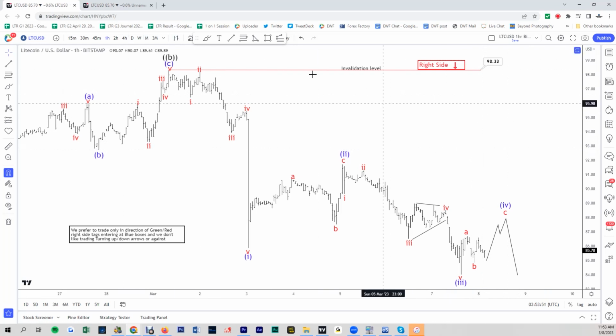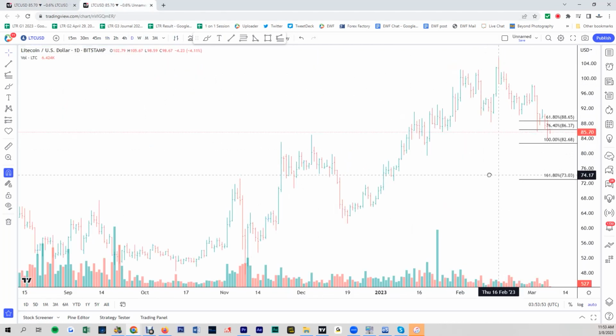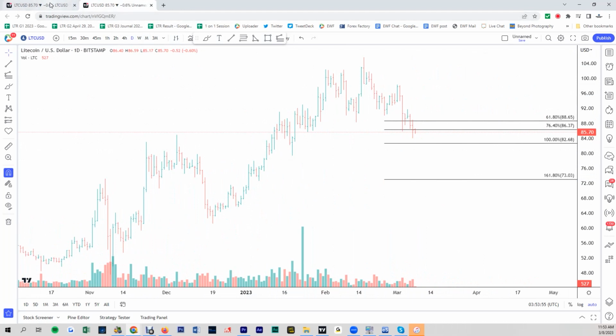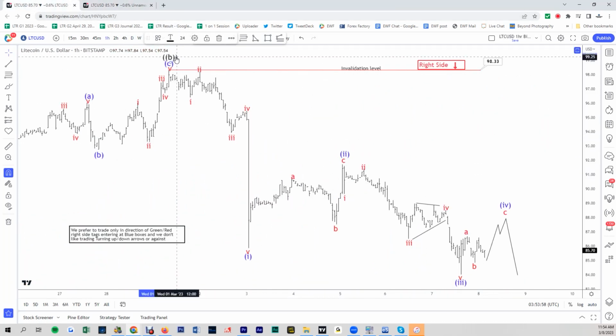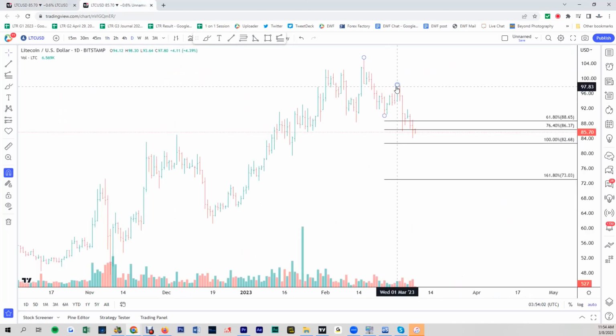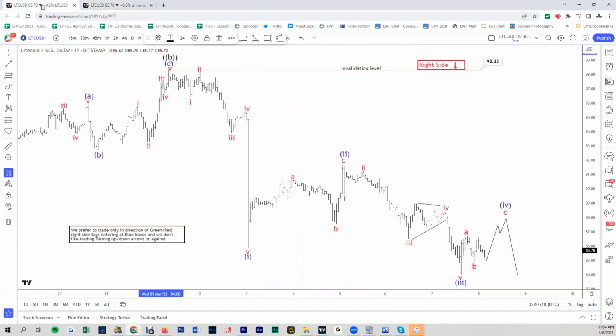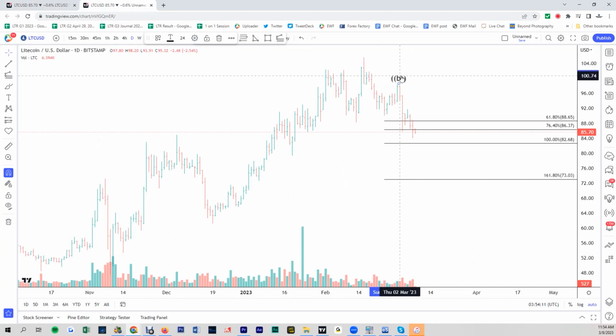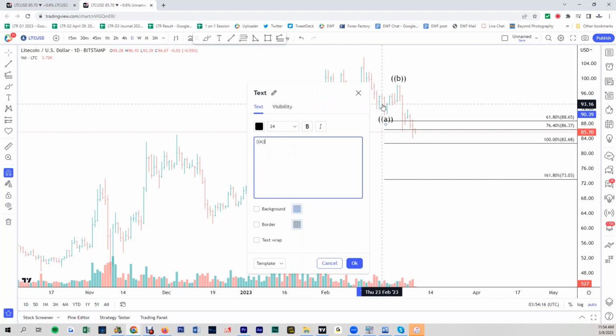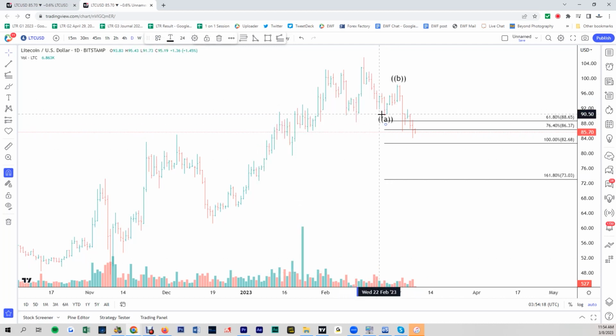If we zoom out a little bit and take a look at the daily time frame, we can see right here this B, which is at 98. This is your wave B, right? And that means this is your wave A. So we're looking for a 3-wave pullback in the larger time frame, starting from February 16. So we got this AB.